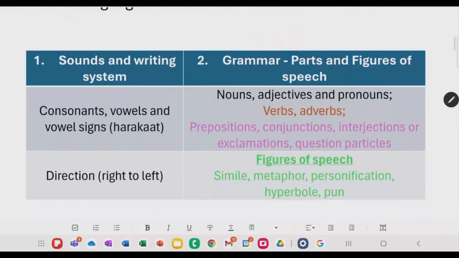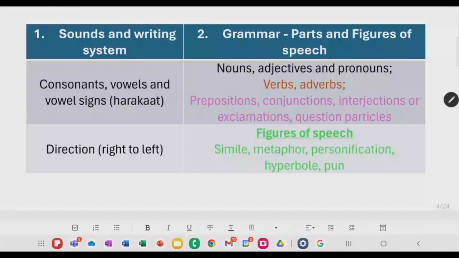From those four building blocks, the first one is about sounds and writing. So we've covered consonants, the vowel signs, the harakat, and essentially Arabic is a right to left sequence of writing. So that's the first building block which we covered in lesson 1. Then we covered in lesson 2 the grammar, the parts and figures of speech.